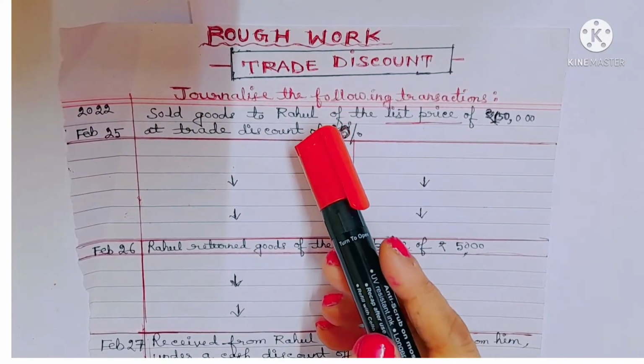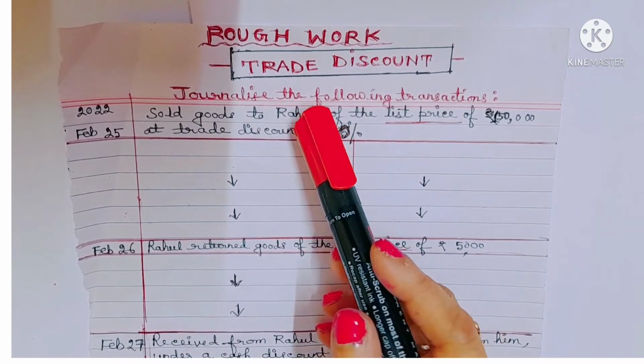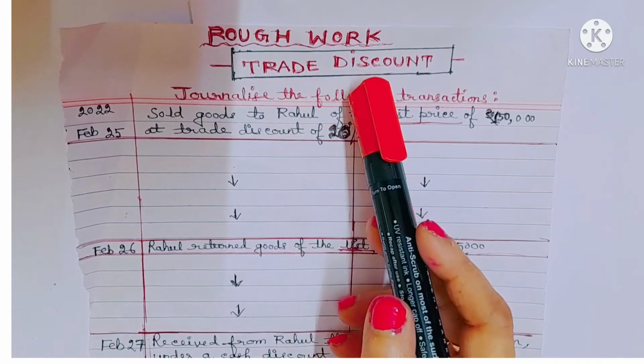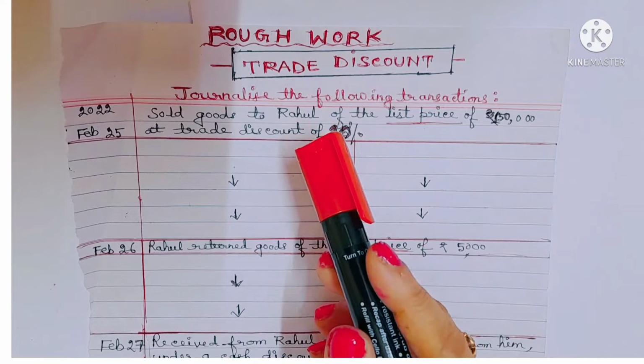In this video, I'm going to discuss how to pass journal entries for trade discount as well as for cash discounts. Okay, so let's get started.